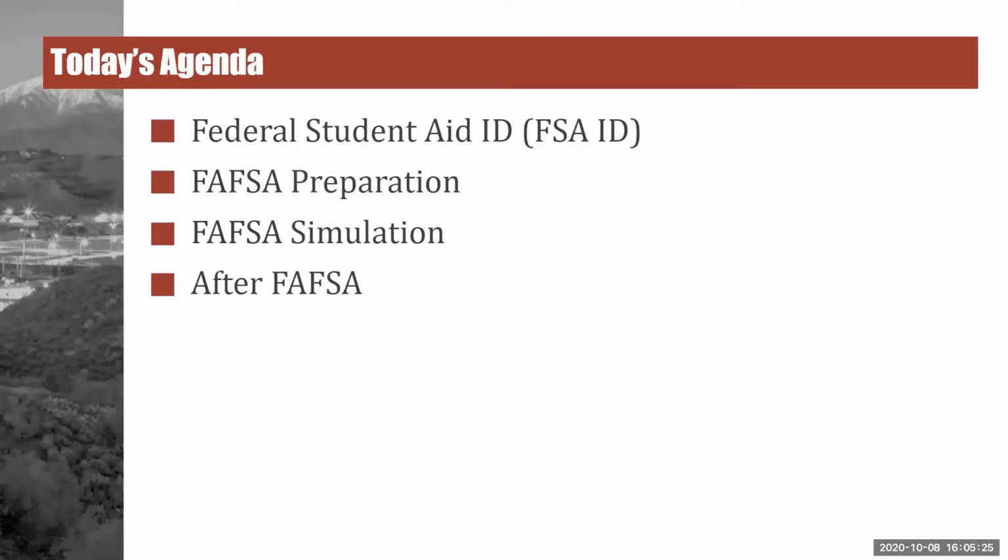We will first review information about the Federal Student Aid ID, or FSA ID. All students who will complete the online FAFSA application must sign up for a FSA ID. Afterwards, we will cover some information about FAFSA preparation, what documents and information you will need to have available in order to complete the FAFSA application. Next, we will work through a FAFSA application simulation. This simulation will allow us to fill out a demo FAFSA application, which will help us better understand the online FAFSA user experience. Finally, we will conclude our time together with an overview of what to expect after FAFSA.